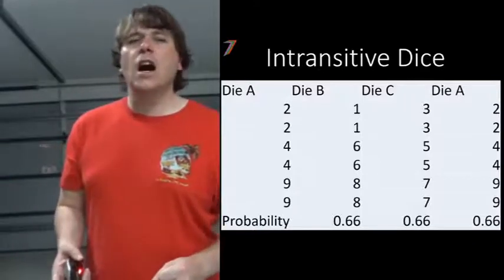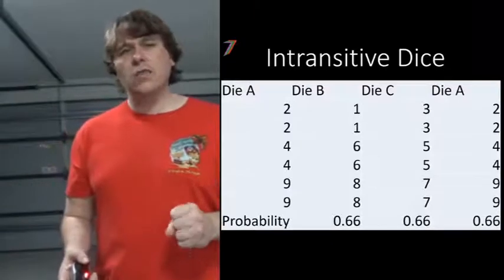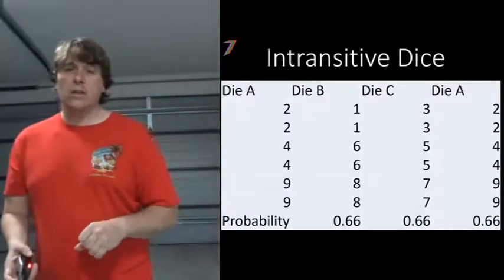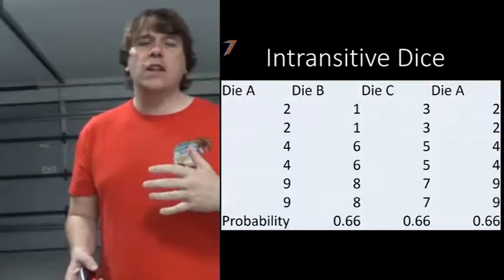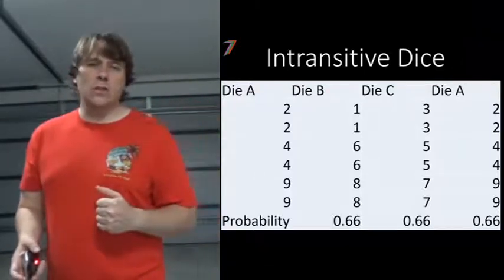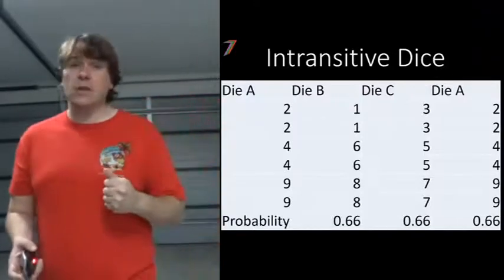So let's go with die A. So that's got 2 2s, 2 4s, and 2 9s. And die B has got 2 1s, 2 6s, and 2 8s. You add up those numbers, you'll actually get the same total. So what total was that? I can't remember what it is now, I have to do numbers, but they actually, trust me, they add up to be the same numbers.